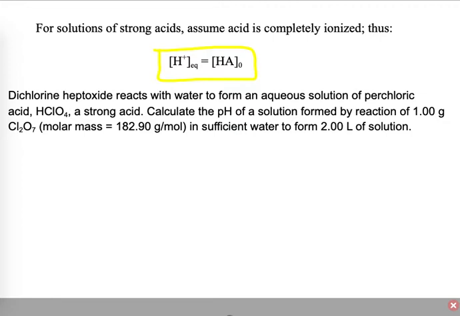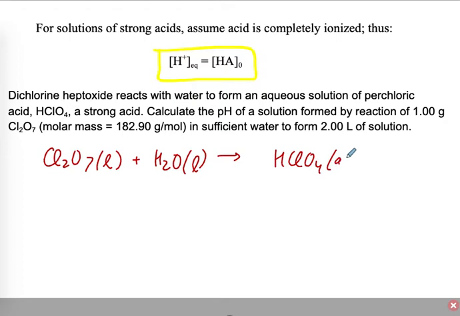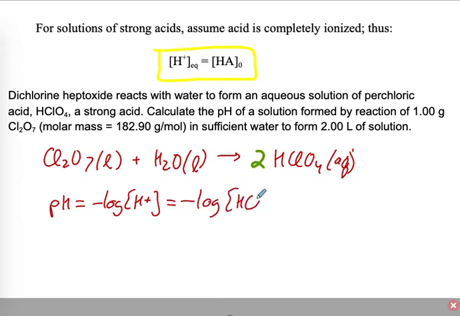So let's begin by writing the equation. Dichlorine heptoxide reacts with water to form perchloric acid, HClO4 aqueous. To balance that equation, I will simply put a 2 there. My pH, which is what I'm trying to find, is the negative base 10 logarithm of the equilibrium concentration of hydrogen ion, which, because perchloric acid is a strong acid, is equal to the negative base 10 logarithm of the initial concentration of perchloric acid. So now it simply becomes a stoichiometry problem to determine the initial concentration of perchloric acid.